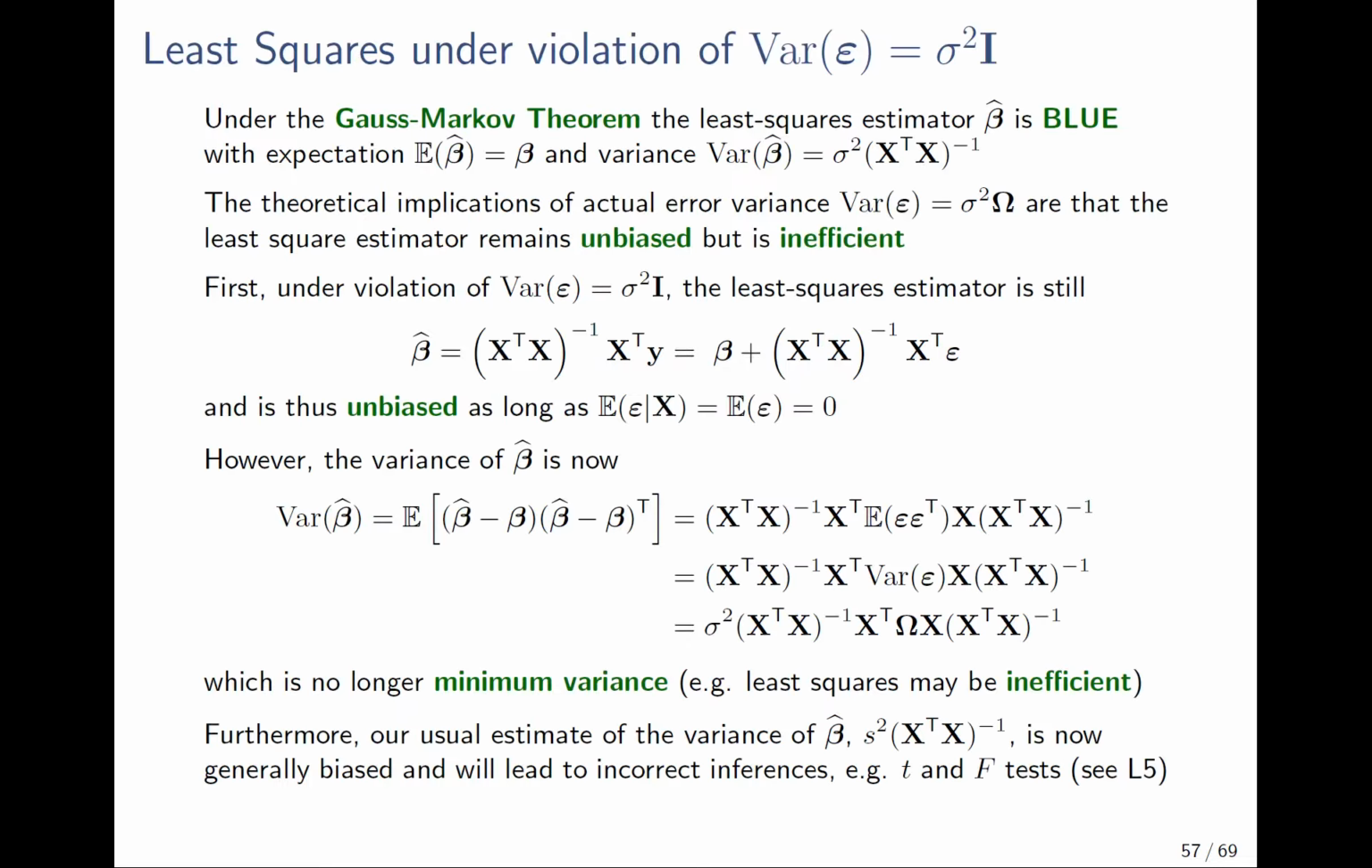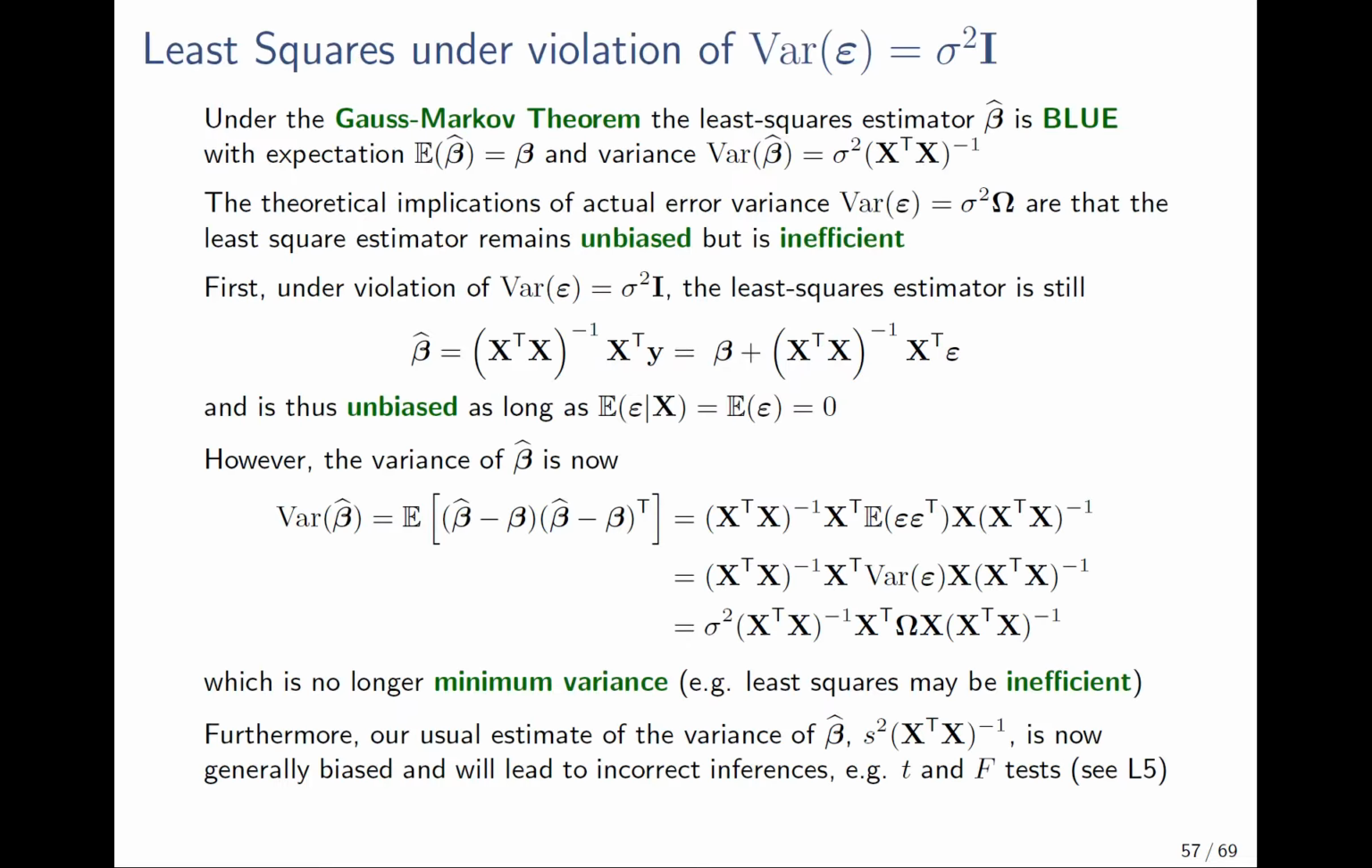So let's just set the scene again by thinking about what this Gauss-Markov 2 assumption actually means. Recall from lecture 5 and 4 actually, that under the Gauss-Markov theorem, the least squares estimate is the best linear unbiased estimator. It's BLUE. So it's unbiased with expectation beta and its variance, sigma squared times (X transpose X) inverse, is the minimum variance achievable among linear unbiased estimators, the minimum variance in the class of linear unbiased estimators.